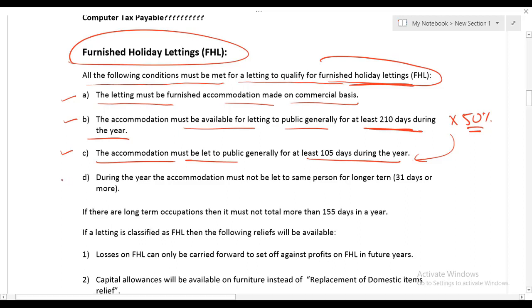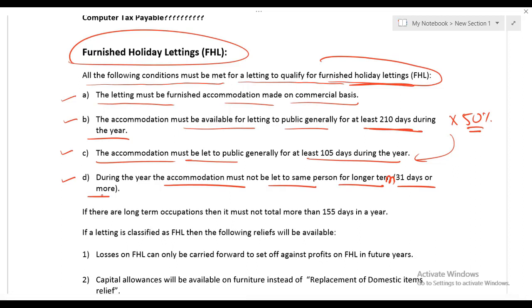D. During the year, the accommodation must not be let to the same person for a longer term. Longer term means 31 days or more. You are not supposed to give this property on long-term occupation. Long-term occupation means you have given the same property to one individual for 31 days or maybe more. So during the year, the accommodation must not be let to the same person long-term. Long-term means 31 days or more.